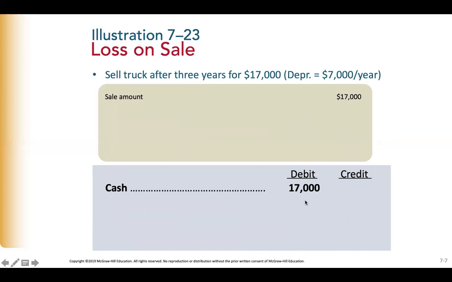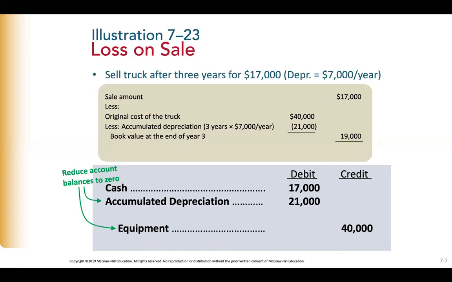What if we had sold the truck for only $17,000? How would that journal entry look? Well, we know we're getting cash of $17,000, so we have to debit cash for $17,000. The next part is the same. We've got to take the truck off of the books. So we need to credit equipment for $40,000 and debit accumulated depreciation for $21,000. Both of those will reduce those to 0 and get them off of the books. Now, in this example, do our debits equal our credits?